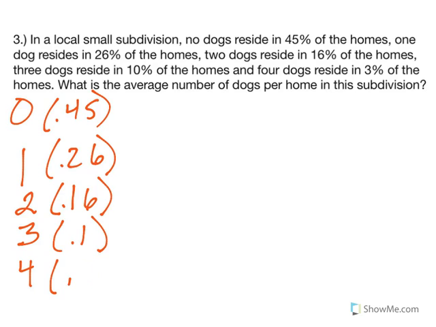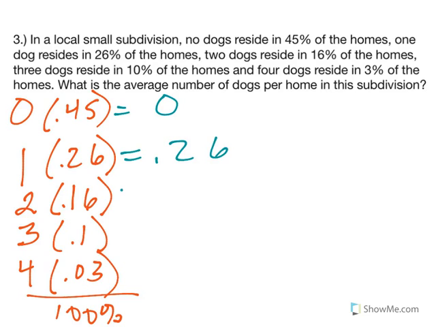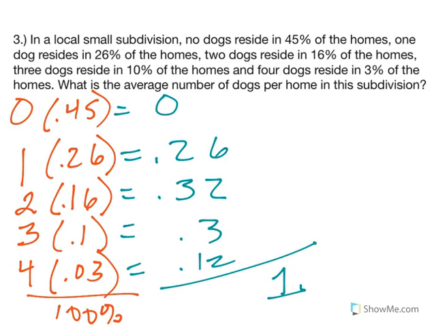Oh, goodness, I almost messed that up. 4 dogs are in 3%. So again, if you add this up, this would be our 100%. So we simply multiply. Well, I love multiplying by 0. It's my favorite thing to do. So I multiply each of these together, and when I add all of these up, the answer is 1. This local subdivision averages 1 dog per home. Even though 45% don't have any dogs, everybody else has enough dogs to make up for it.